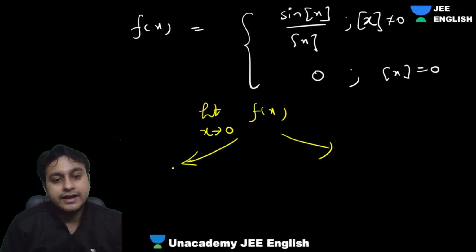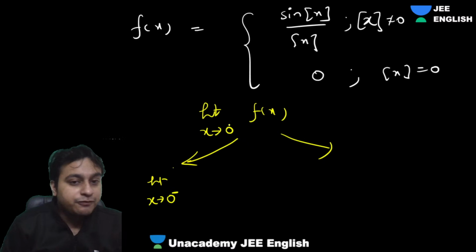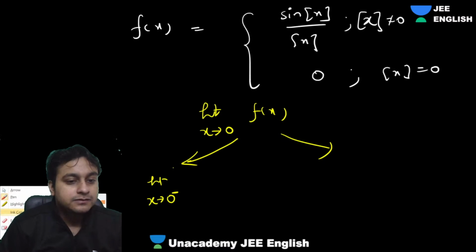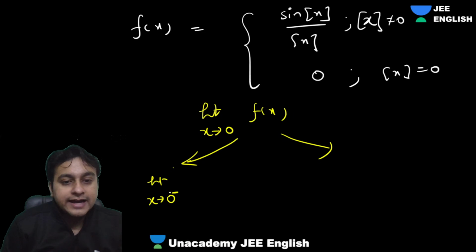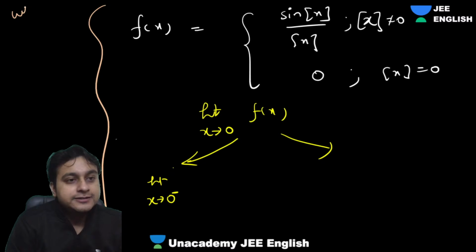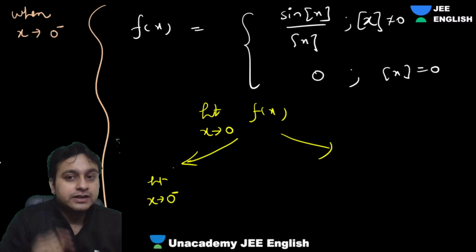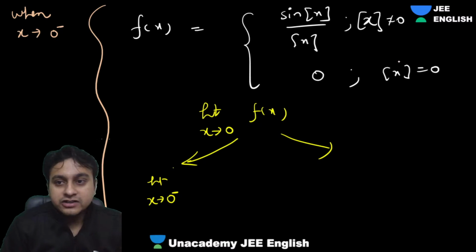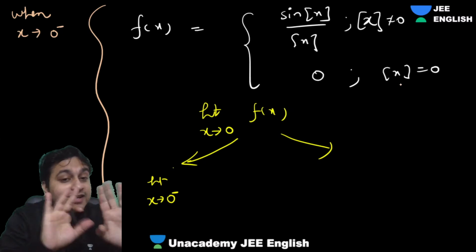So let's calculate LHL. It will be limit x tending to 0 minus. अब function क्या पकड़ना है? Very, very important. What is the function? Function क्या होगा, guys? When we'll do the rough work here, when x is tending to 0 minus, what is your function? Function will be decided from [x], not x.